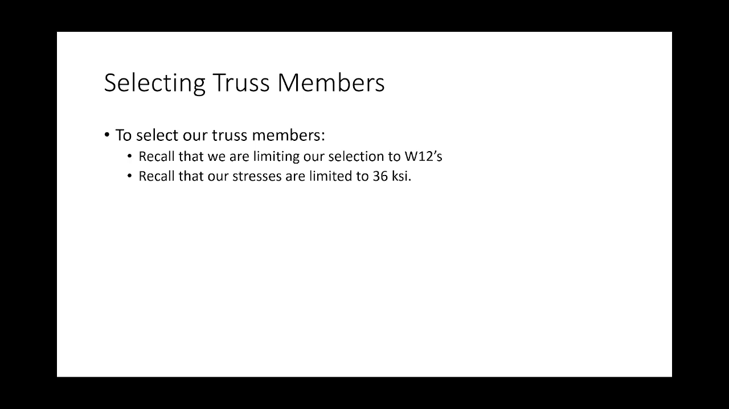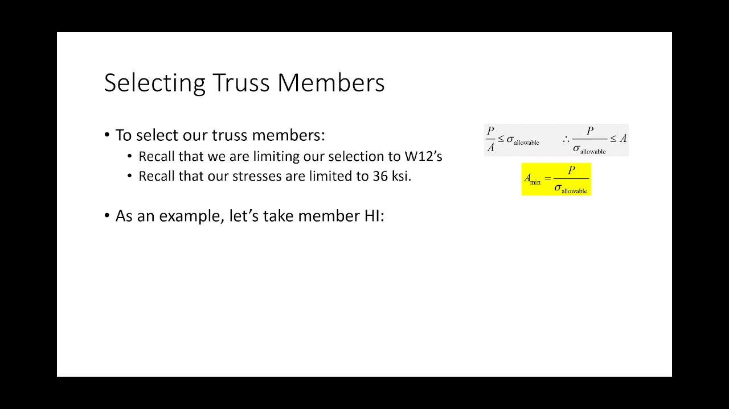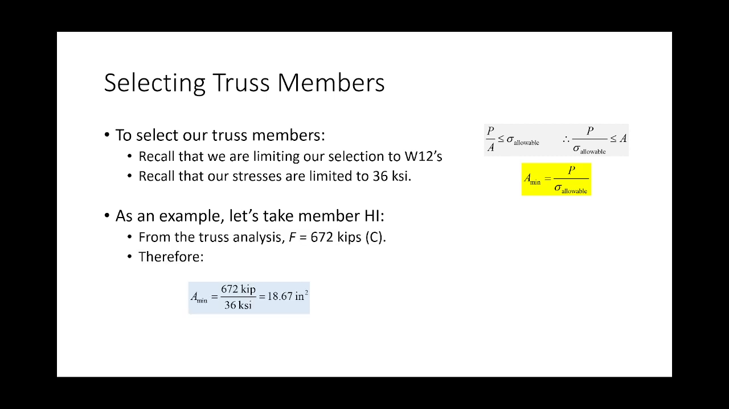So to select our truss members, remember we're limiting to W12s and we're limited to 36 KSI. I rearrange my sigma equals P over A expression. Take member HI, 672 kips, rearrange, and I get 18.67 square inches, right? Now, what is the smallest member that can safely resist that load?